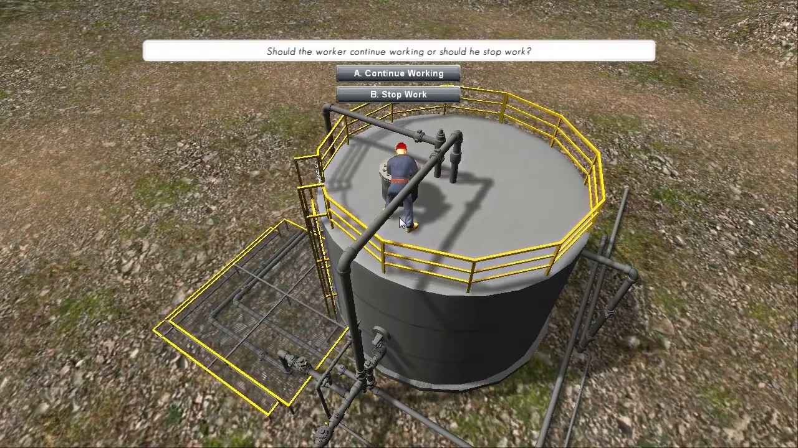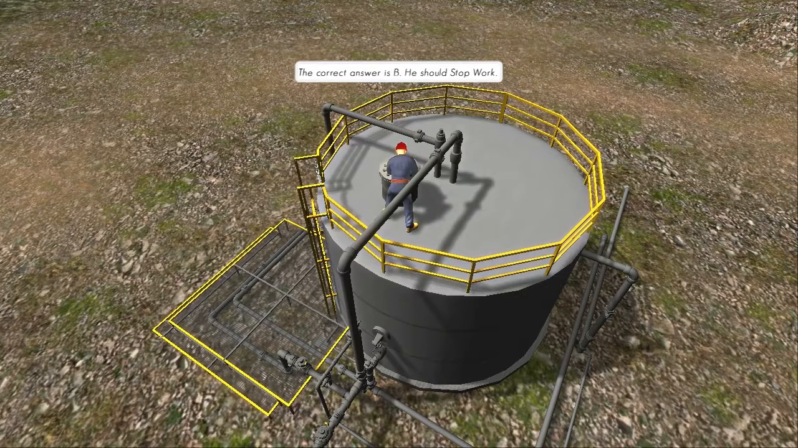Should the worker continue working, or should he stop work? A. Continue working. The correct answer is B. He should stop work.